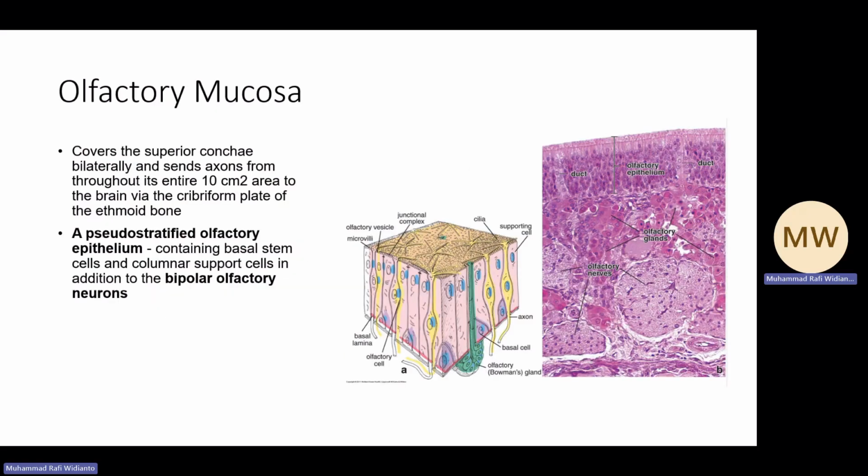To put it simply, the olfactory epithelium basically covers the superior nasal conchae, as you can see in the last slide, on both sides, and it helps detect smell via the cribriform plate of the ethmoid bone, so it connects to the brain. Olfactory neurons are bipolar neurons, meaning that they have two extensions, and they detect smells and send that information to the brain.